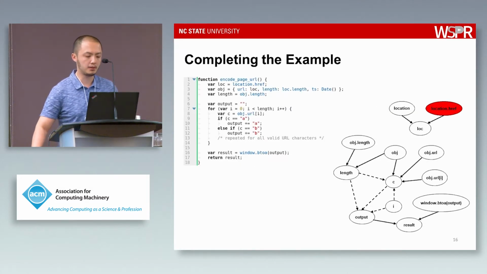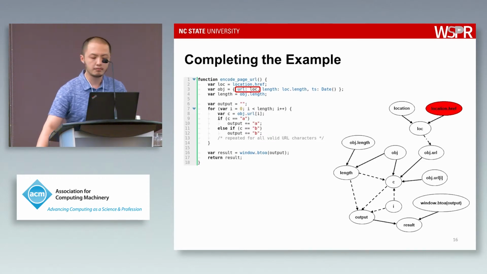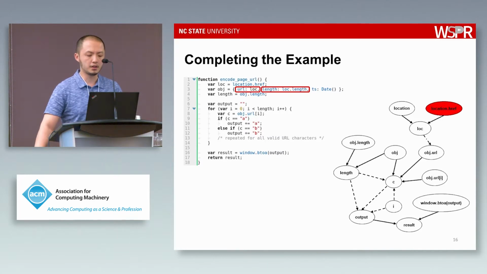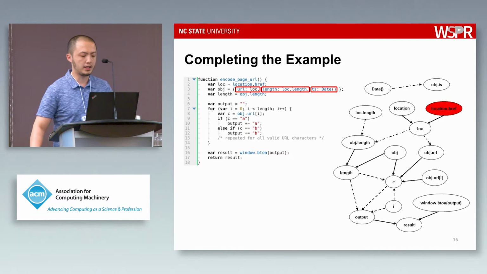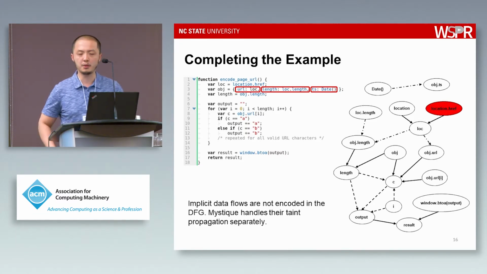So to complete our example, we can see that there are 3 implicit data flows in this example function that are introduced by the object literal on 9.3. So the first one goes from the variable lock to the URL property. So we denote that in the DFG. And then we do the same thing for the length property and also for the TS property. So now the graph is connected, and we can see there's a path going from the taint source to the function's return value.